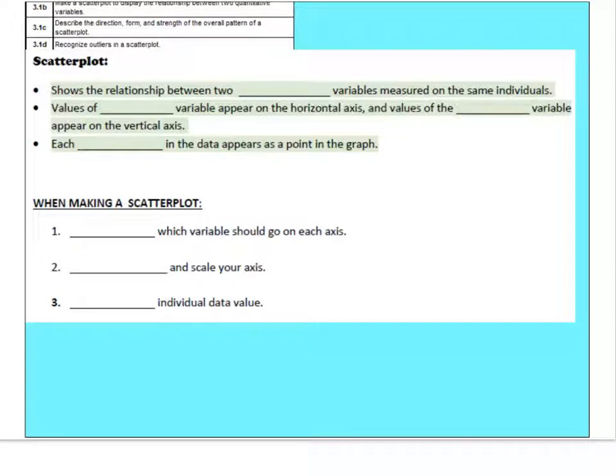The key thing here is that it shows the relationship between two quantitative variables. Scatter plots can only be created for things in which we could have ordered pairs with numerical values. Things with word answers such as eye color would not work for a scatter plot.